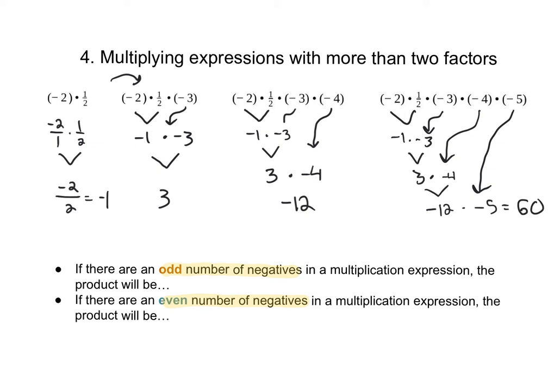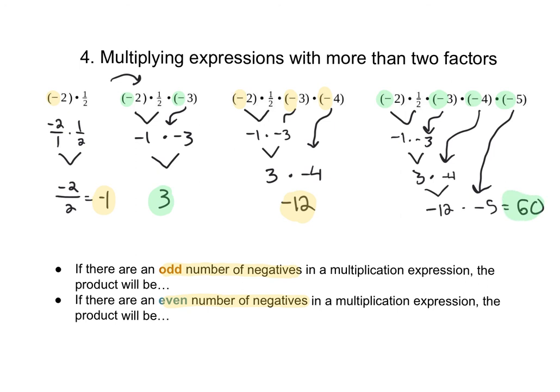So let's take a look at odd versus even negatives and see what patterns we can find. So here in this first expression, I had 1 negative, and my answer was a negative. In my second expression, I have 1, 2 negatives, and my answer was a positive. In my third expression, I have 1, 2, 3 negatives, and my answer was a negative. And in my fourth expression, I have 1, 2, 3, 4 negatives, and my answer is a positive.